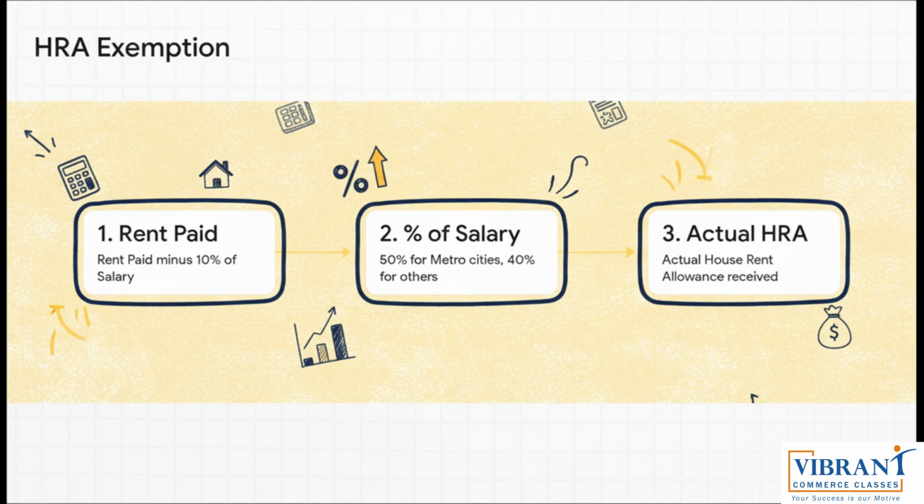So what are the 3 amounts? First, the actual rent you paid minus 10% of your salary. Second, 50% of your salary if you live in a metro city, or 40% for anywhere else. And third, the actual amount of HRA you received from your employer. Just find the lowest of these 3 figures, and that's your HRA exemption.